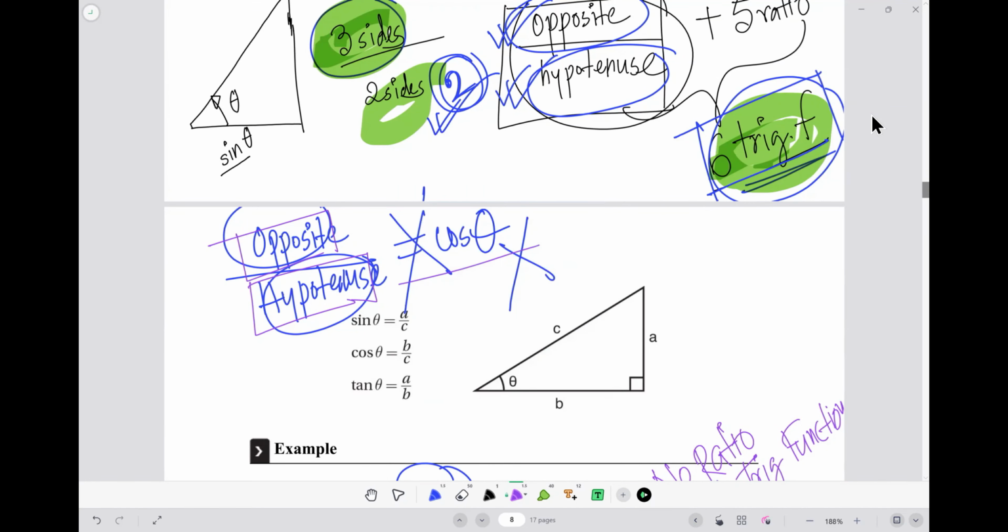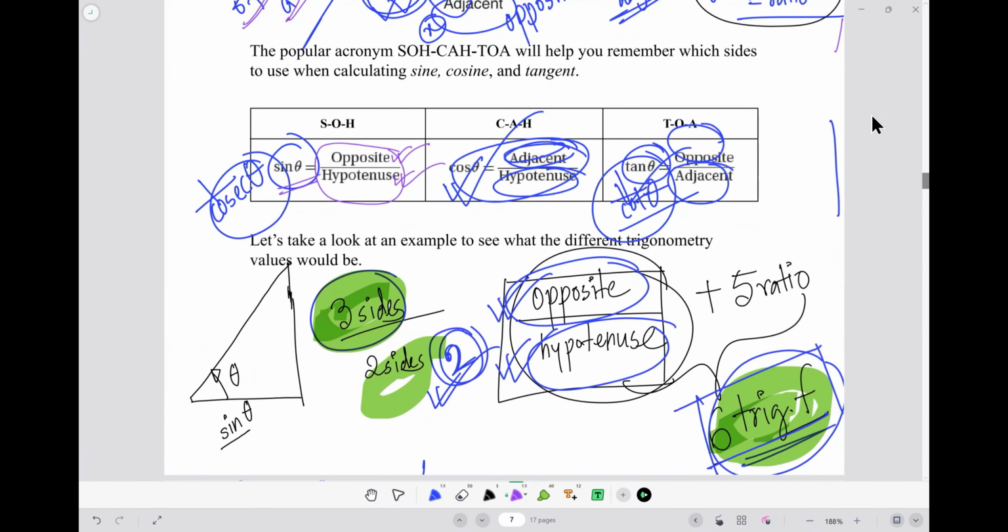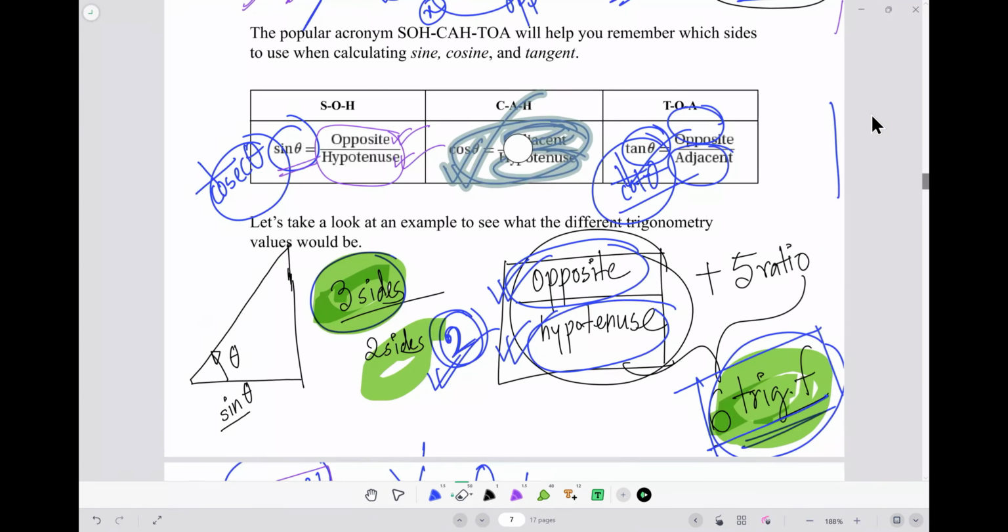Do you understand what I'm talking about? Because the definition for the cosine function is constant. What is the definition of the cosine function? The definition of the cosine function is the adjacent divided by the hypotenuse. This is the exact, correct, and constant definition. It will not change.